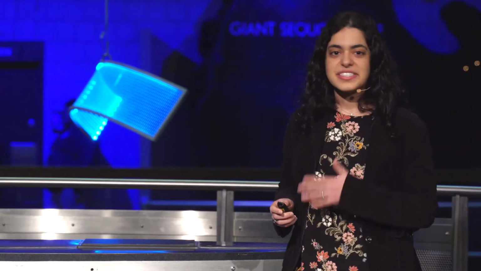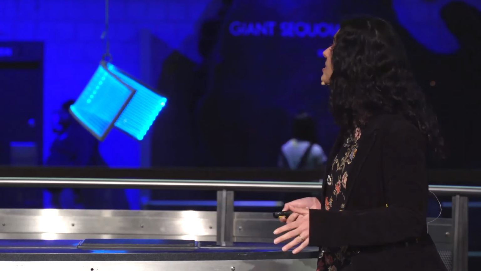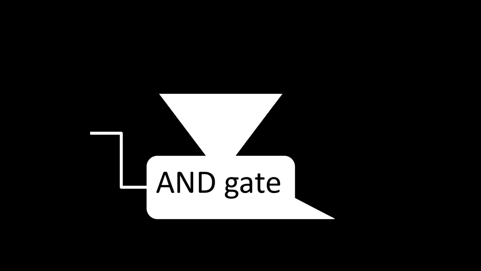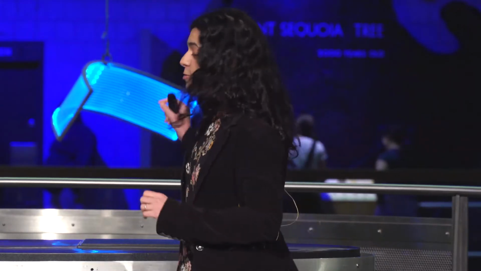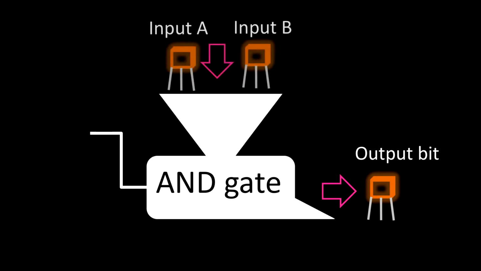Now, these gates in normal computing are actually very aptly named. Their names are very informative. So I'm going to show you an example gate, which is the AND gate. The way the AND gate works is very simple. The output is only 1 if both input A and input B are 1. If they're anything else, the output is 0.